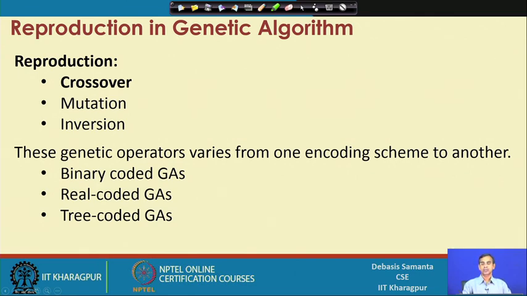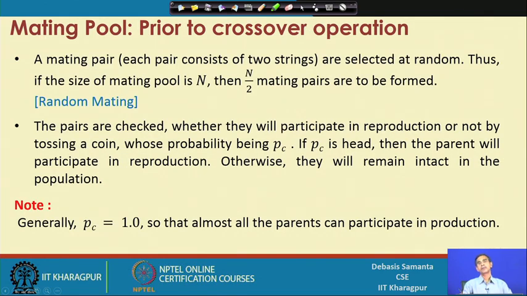First, we will discuss the crossover operation, and I should mention in this context that different encoding schemes in genetic algorithm require different crossover strategies. For example, binary coded GA crossover is not applicable to real coded GA, and the crossover technique for real coded GA is not applicable to binary coded GA or tree coded GA. So if different encoding schemes are used, different crossover techniques are to be followed.